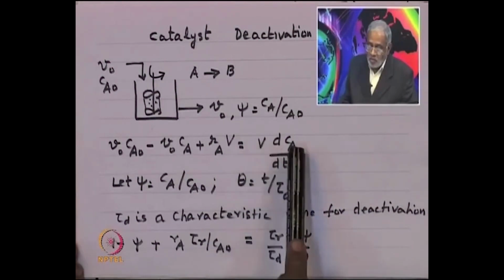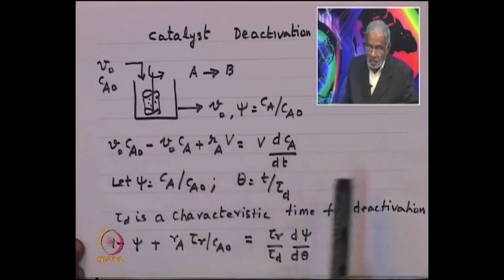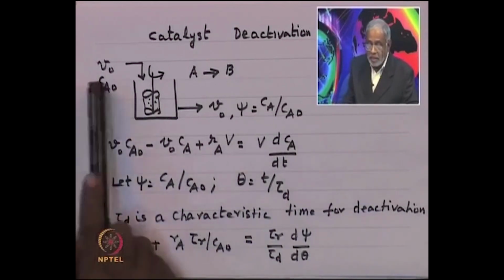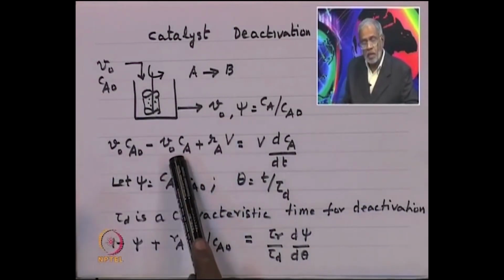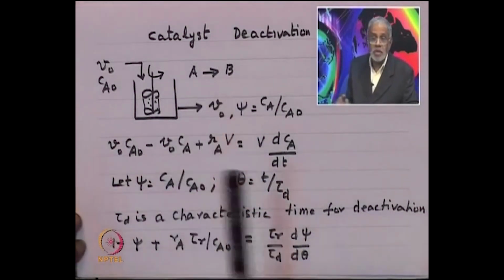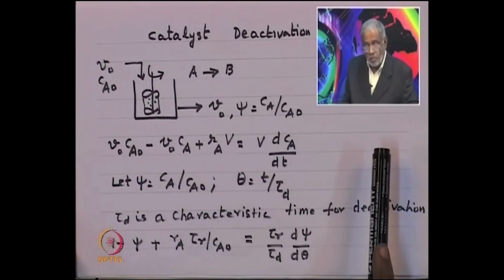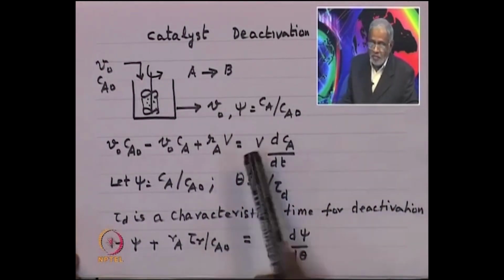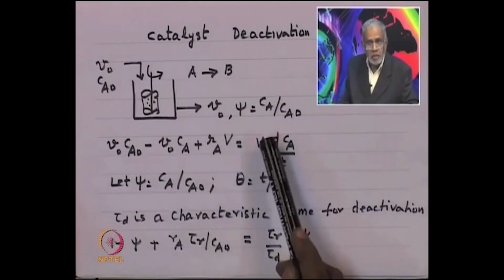I have taken V outside the derivative because V is constant. I have written V naught the same at the inlet and the outlet under the assumption that there is not much volume change, because we are looking at a reaction which is A going to B. Now, we want to take it forward by doing some simple manipulations.